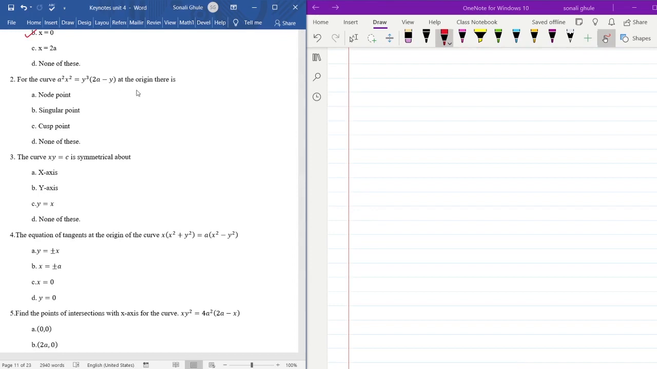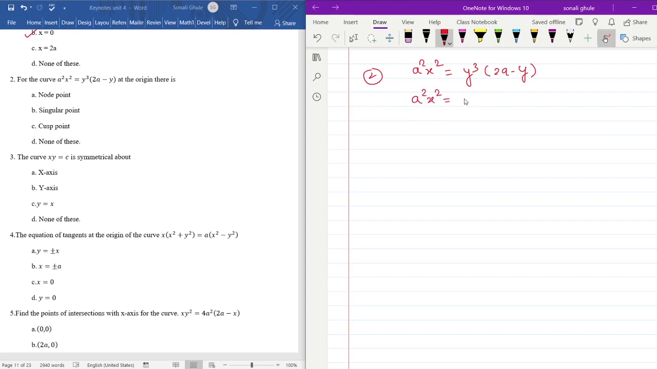For the curve at origin, what is there? Node, cusp, or is it a singular point, that we have to check. Okay. So first of all, we are going to write here the equation, and if we want to check whether there is a node, cusp or it is a singular point, what do we have to do? We have to find the tangent at origin. Separate each term first, and to find the tangent at origin, we require the lowest degree term. Here the degree for the term is 2, here it is 3, here it is 4. So if you observe, this is your lowest degree term.